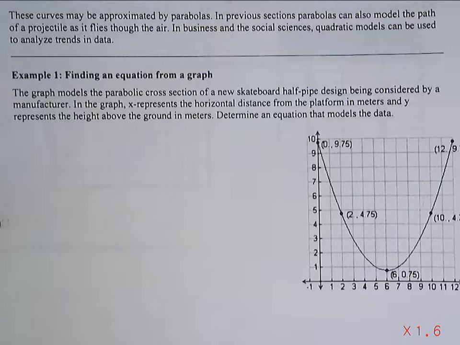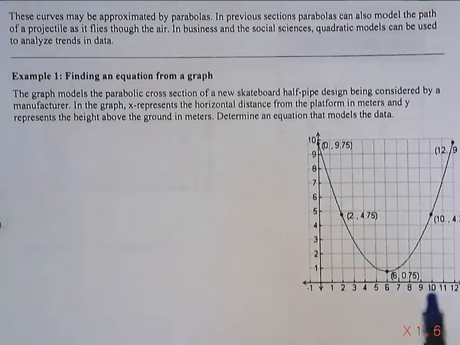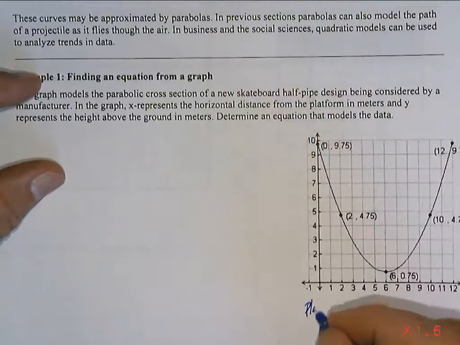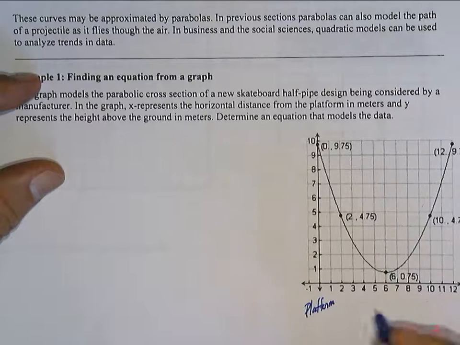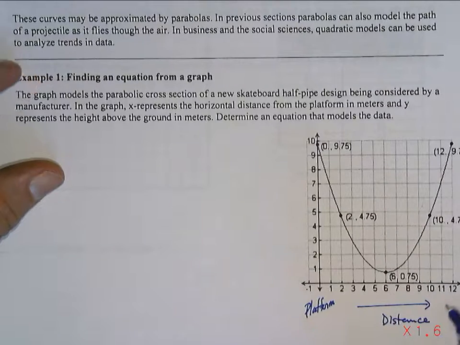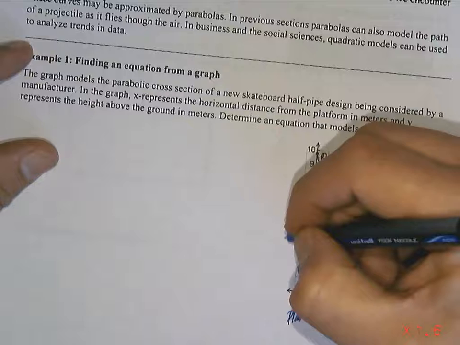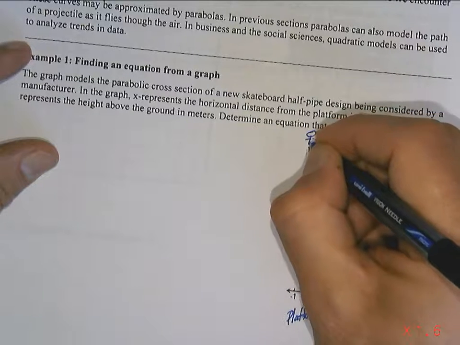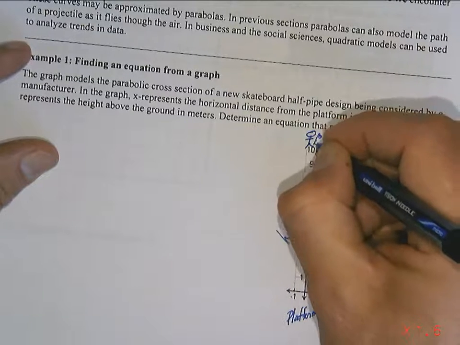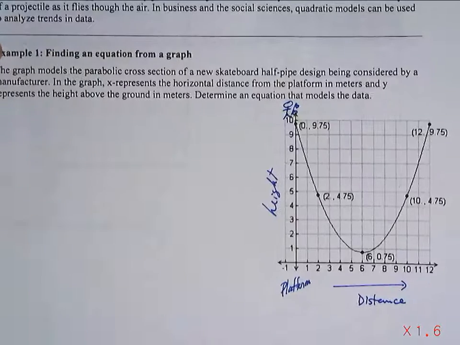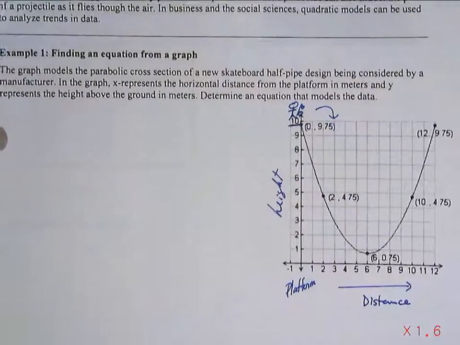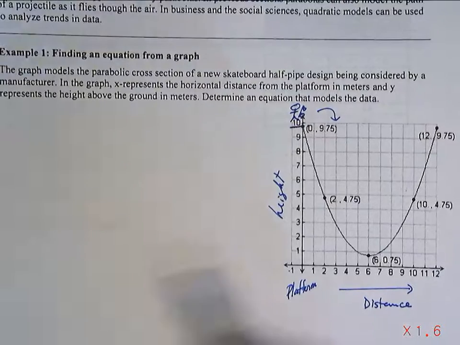So in the graph, the x represents the horizontal distance from the platform. So there's a platform here. This is the platform. This is the distance away from the platform. This is the height above the ground of the platform. So in other words, Tony Hawk is standing right there with his skateboard ready to go on top of the platform, and he's about to do some wonderful things jumping in here.